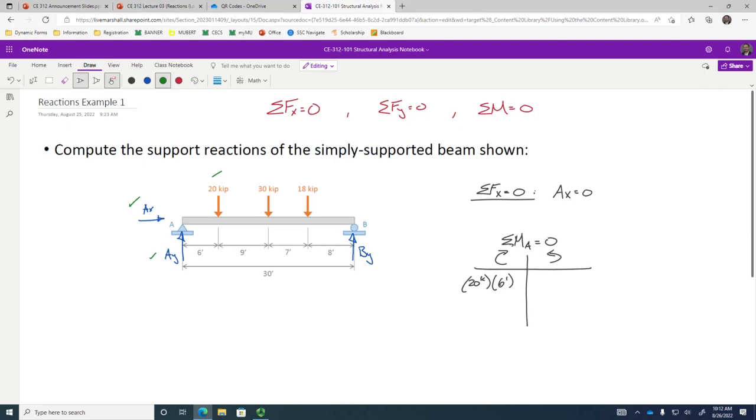So this is going to be 30 kips times 15 feet. And so what's the next one going to be? It's going to be 18 kips times what? 22. There we go. This is bringing it back, isn't it? Greatest hits, as it were. Now, is there anything that belongs on the other side of the table? You bet. BY, at a moment arm of 30 feet.